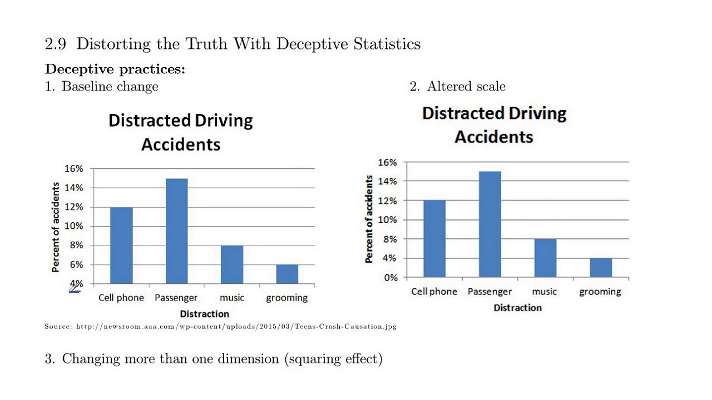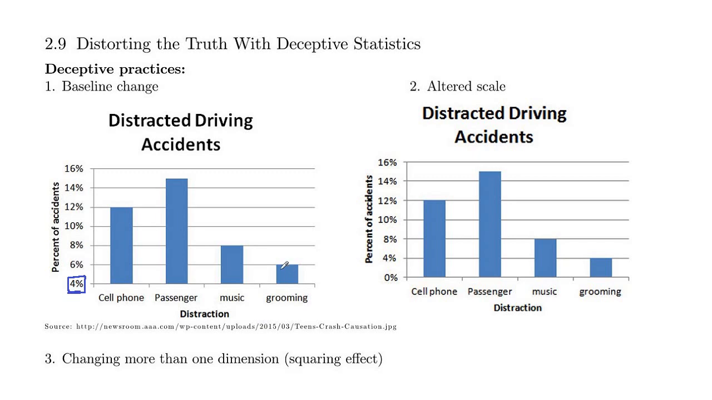That's when the vertical scale does not start at 0, and that's what happens here in this graph on distracted driving and accidents. We see cell phone caused 12% of the accidents from their data, and music caused 8%. Well, it looks like 12%, that bar, is twice as high as 8%. So it looks like there's twice as many cell phone accidents as music, when that's not the case. 12% is not twice as big as 8%.